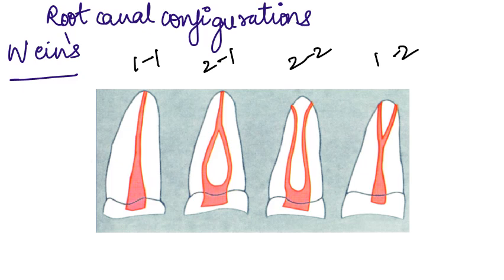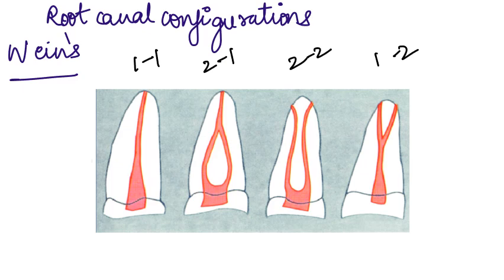According to Weine, there are four classifications. So just remember this diagram, and there is one shortcut which I used when I studied. So 1 1 2 1. Just remember the first two. The next two classifications, you just replace the number. If there is one, you put it as two. For example, type 1 is 1 1, which means it starts as one canal in the chamber and it will exit as one canal only.